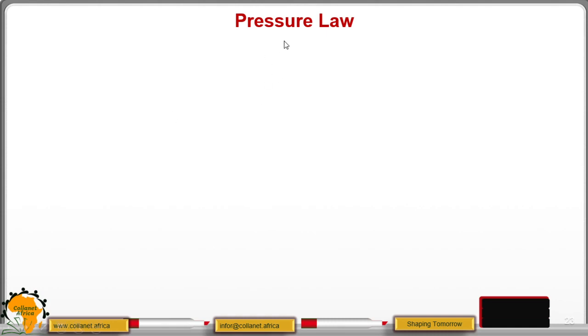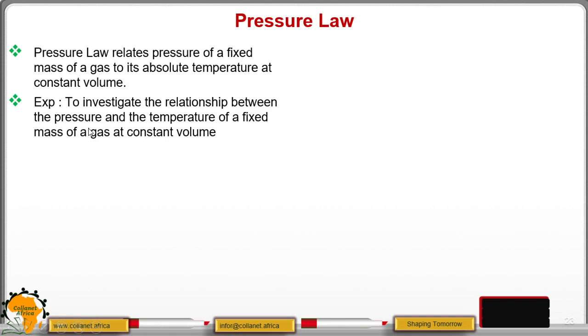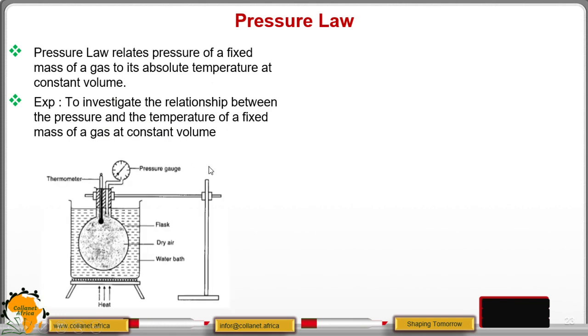In this lesson, we are going to discuss the pressure law. Now, the pressure law relates the pressure of a fixed mass of a gas to its absolute temperature, but here the volume is kept constant. To investigate the relationship between the pressure and the temperature of a fixed mass of a gas at a constant volume, we use the following apparatus.